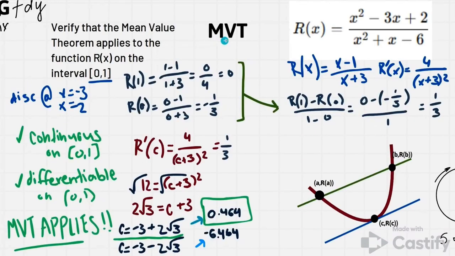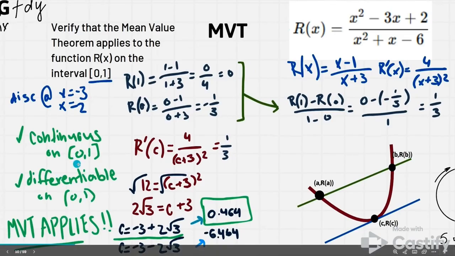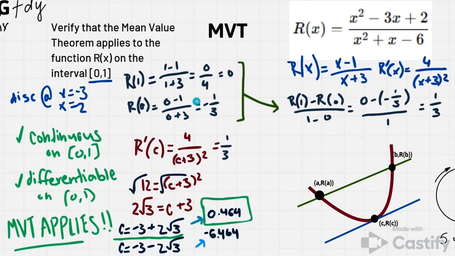For MVT, it has to be continuous, which it is on [0, 1], and it is differentiable on (0, 1). MVT applies. And so first, we calculate the average rate of change, which is the secant slope. We input 0 for a and 1 for b, which gives us 1/3. Then we get the first derivative and equate that to 1/3. We cross multiply and take the square root of both sides to solve for c.